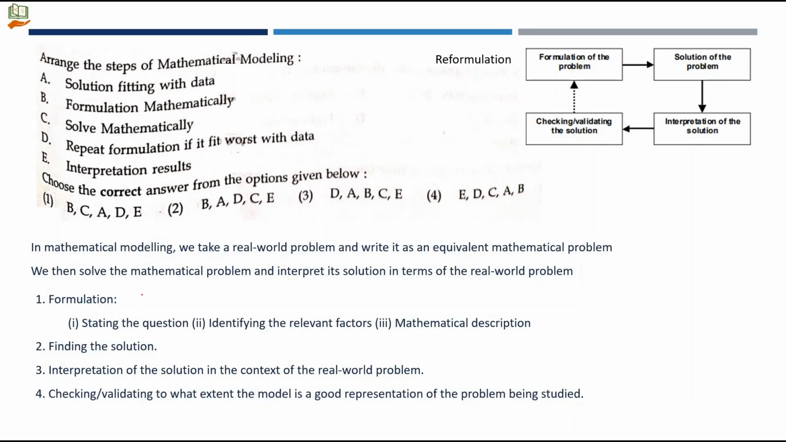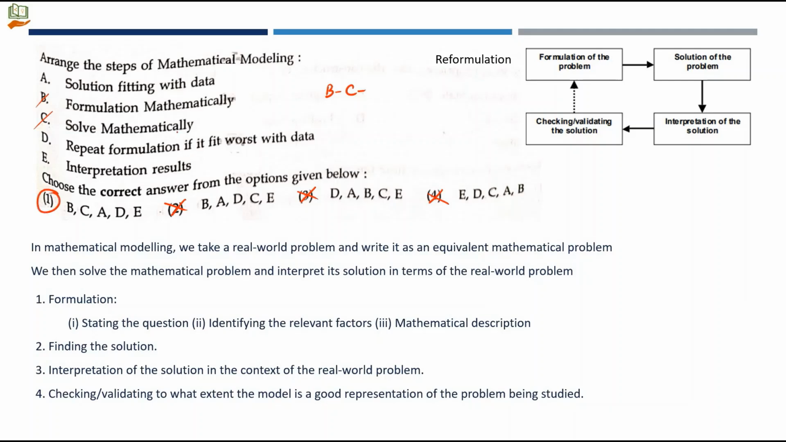First process is formulation mathematically. So B has to be in the first place. The remaining options can be ruled out. After B, you have to find the solution. This is similar to solving it mathematically. So B will be followed by C. This one is over, this one is over. Since we know C is following B, it is not option 2 also. Option number 1 will be the right answer.